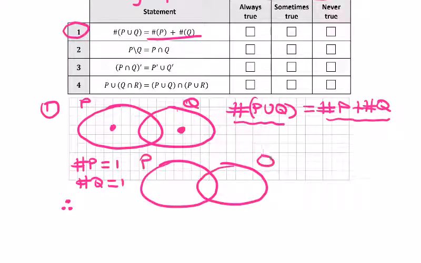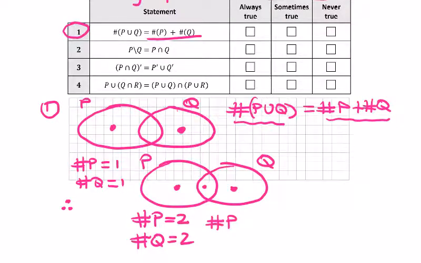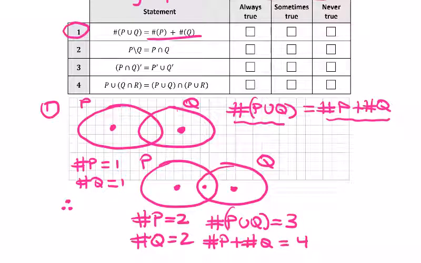What could happen in these questions? It's always the intersection we're really focusing on. Now, how many elements are in P? The number of elements in P is 2. They have one in common, but the number of elements in Q is also 2. Now, is this statement true? Well, what about the union? The number in P union Q is equal to 3, as you can see, but the number in P plus the number in Q is equal to 4. So therefore, that's not always true. It's definitely not never true, so it's just sometimes true.